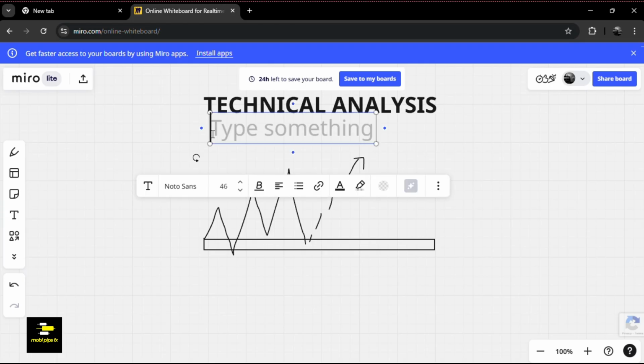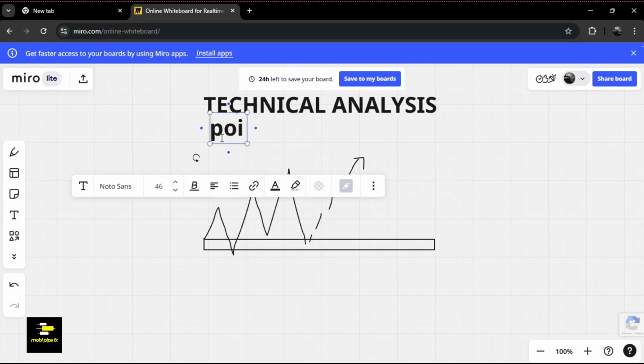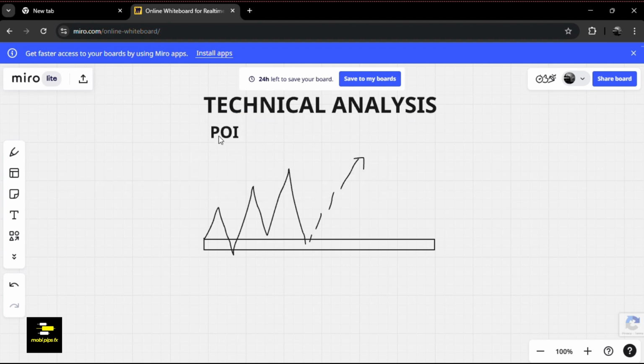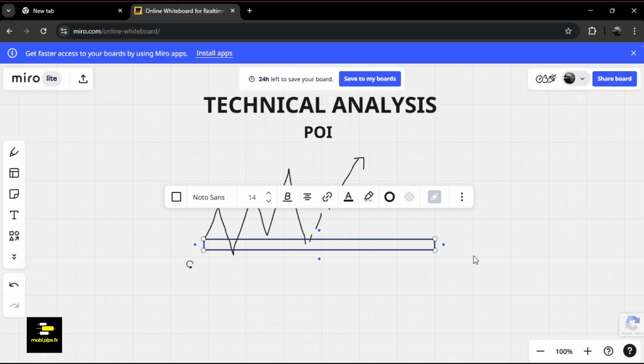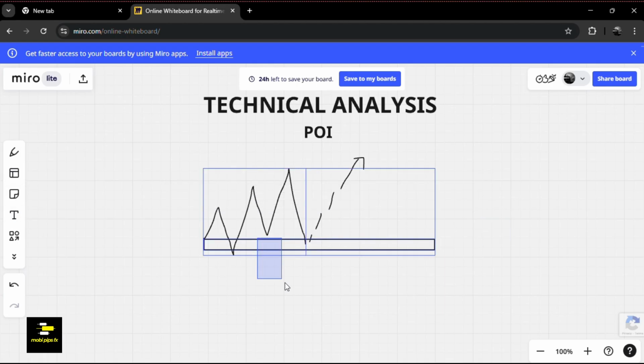We are looking at POI. POI simply means point of interest. Okay, our point of interest, where our focus will be on our POI. So this is our POI. What's the rule? The rule is that first there will have to be, let's take this off from here.